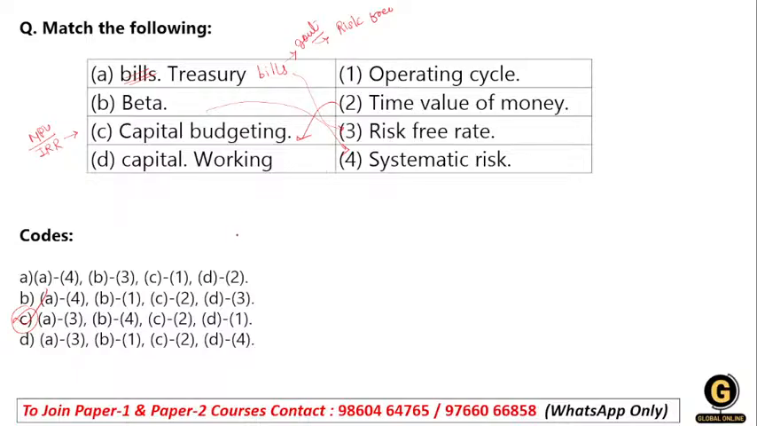Then what will be the working capital? This is not capital working, this is working capital. As you know, working capital is directly tied to the operating cycle, which indicates your inventory, receivables, payables, turnovers. So here the right answer will be option number C. Okay, understand? Moving toward the next question.